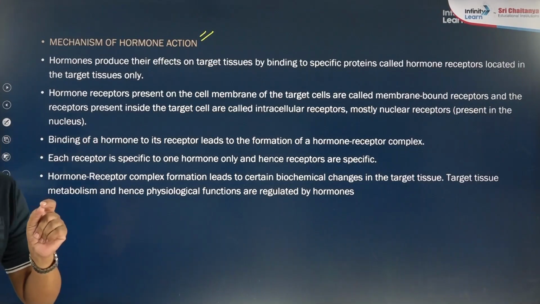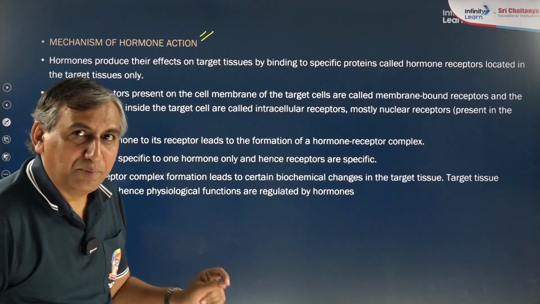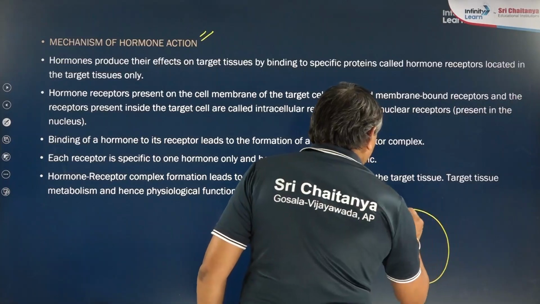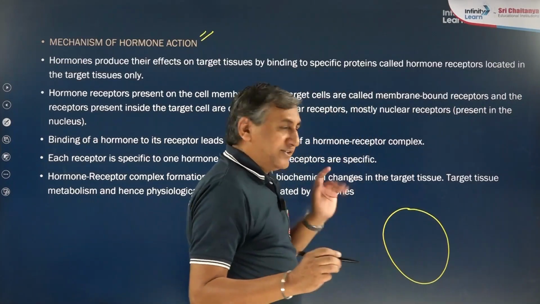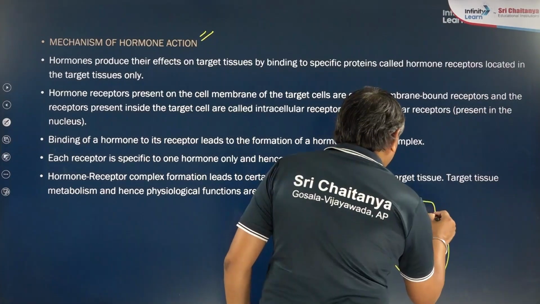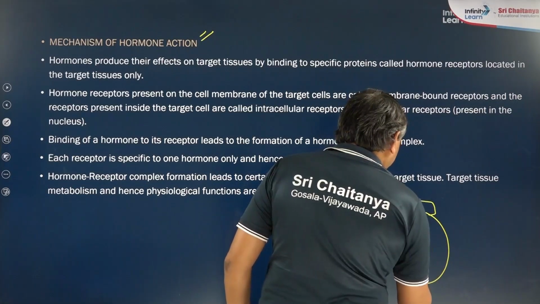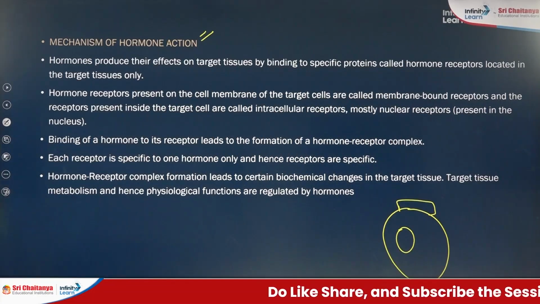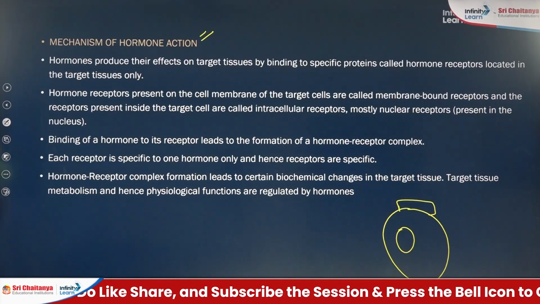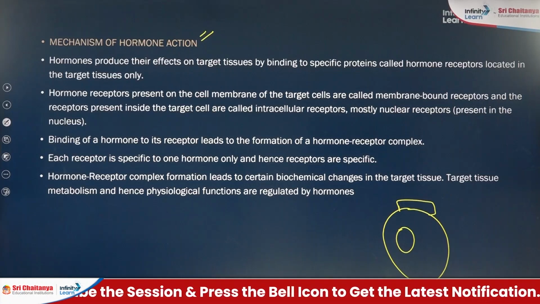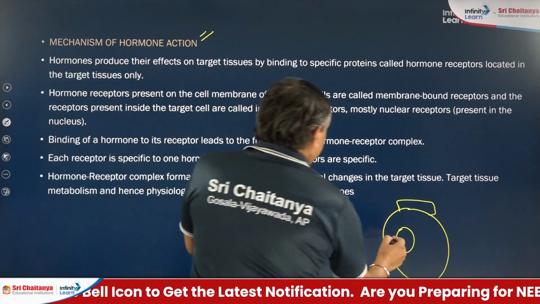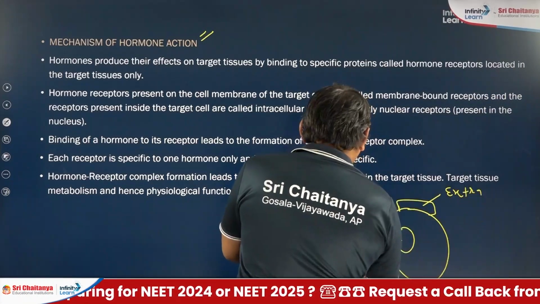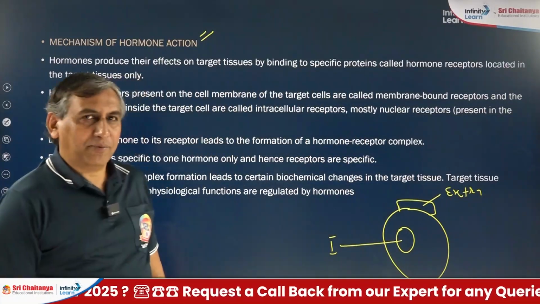So all the hormones, they are working with the help of receptors. Like it's a cell, and the hormone has to work on this cell. So either it is having a receptor outside the cell, or it is having a receptor inside the cell. When the receptor is present outside the cell, it is known as the extracellular receptor. When the receptor is present inside the cell, it is known as the intracellular receptor. This is the extracellular receptor. This is the intracellular receptor.